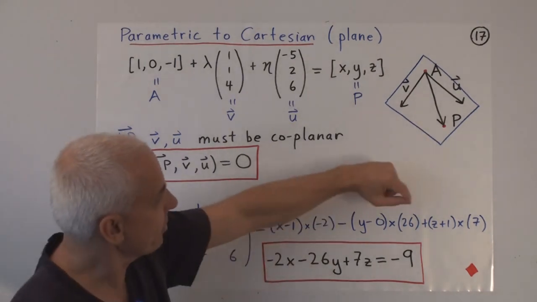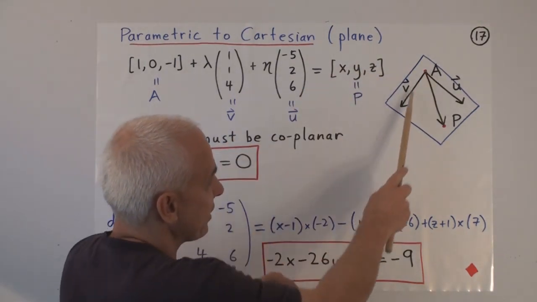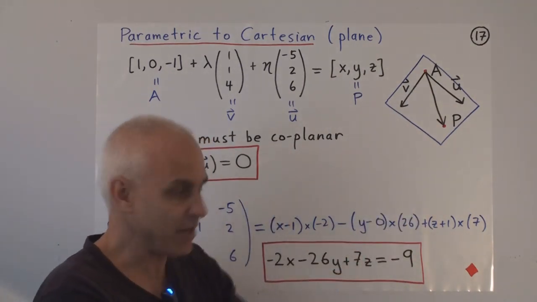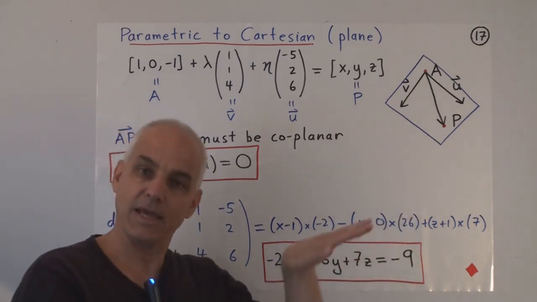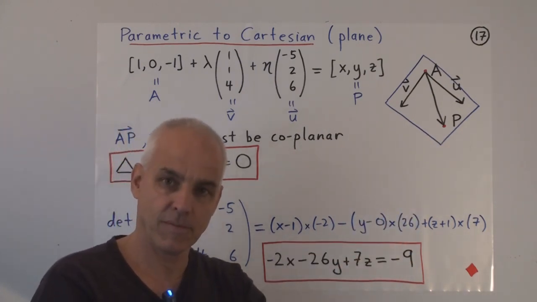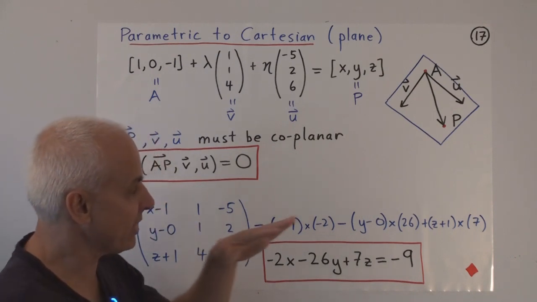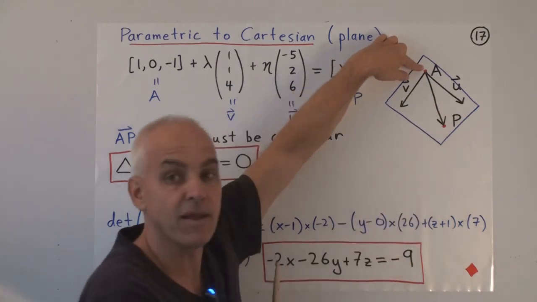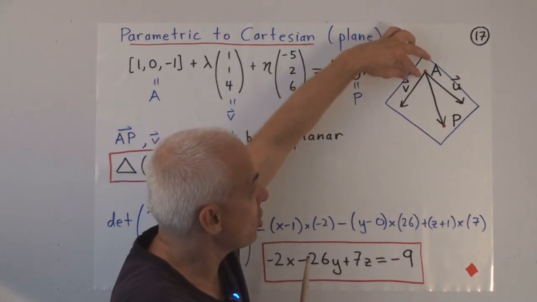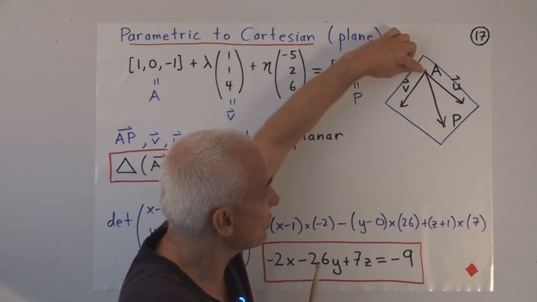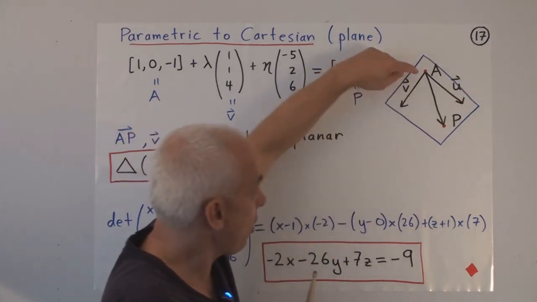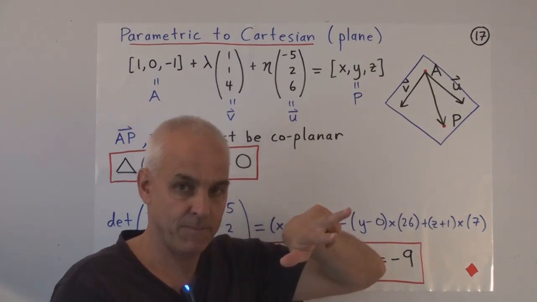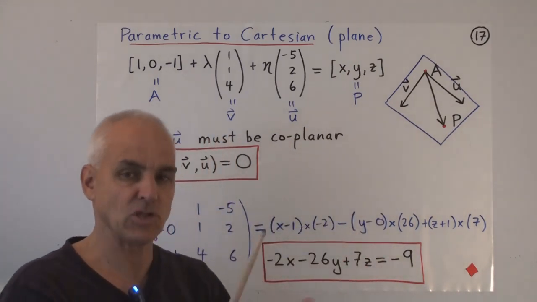Okay, so here's the picture. There's our point A. There's our vector v, which lies in the plane somewhere. There's a vector u, which is another vector lying in the plane. Here's an arbitrary point P in the plane. And what's the relation that we can use? The relation is that the vector joining A to P is in the same plane as the vectors v and u. All three of these vectors lie in a plane. Now, how do we capture that algebraically?